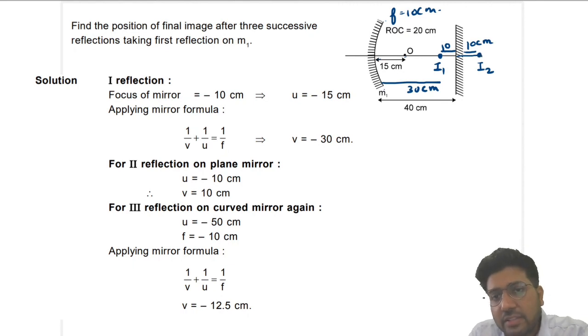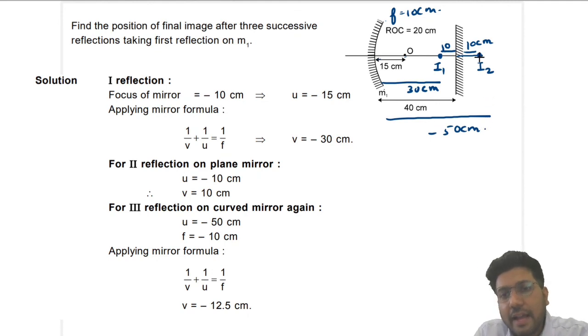Now this image will act as object for this, and for this the object distance is how much? Minus 50 centimeter, right? For this mirror M1, I2 is again an object, okay, and the object distance is minus 50 centimeter. So for the third reflection on the curved mirror again, because the ray of light after reflecting from the plane mirror will again strike the curved mirror, there will again be an image. In fact, the image will keep on forming. There will be an infinite number of images, but we are asked only the final image after the third successive reflection.